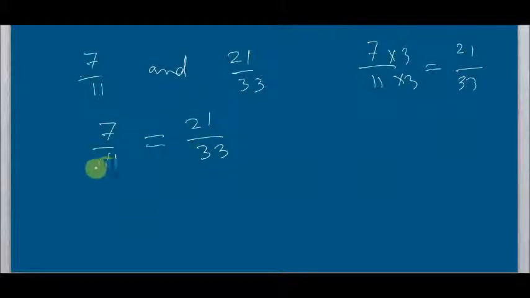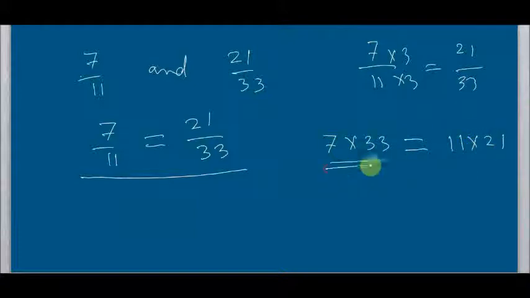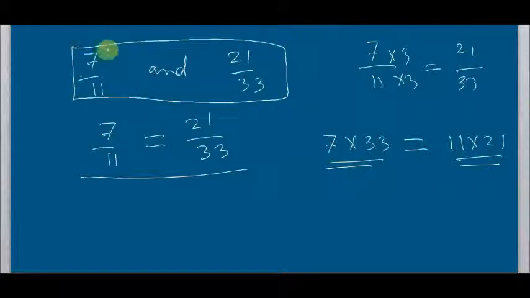Okay, now I am showing another very easy trick. What you will do, just cross multiply. That means I will multiply 7 into 33. It is the second method of finding equivalent fractions. 11 into 21. What are you getting? If both the products are equal, then we will say that these two fractions are equivalent. Right? What will you do?